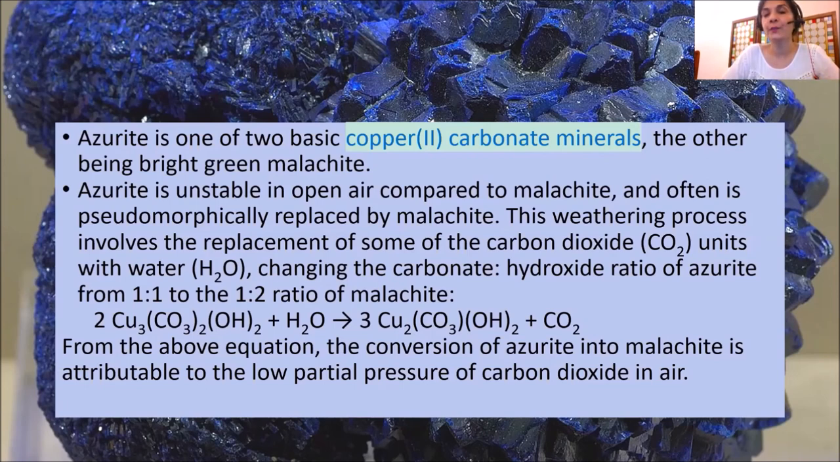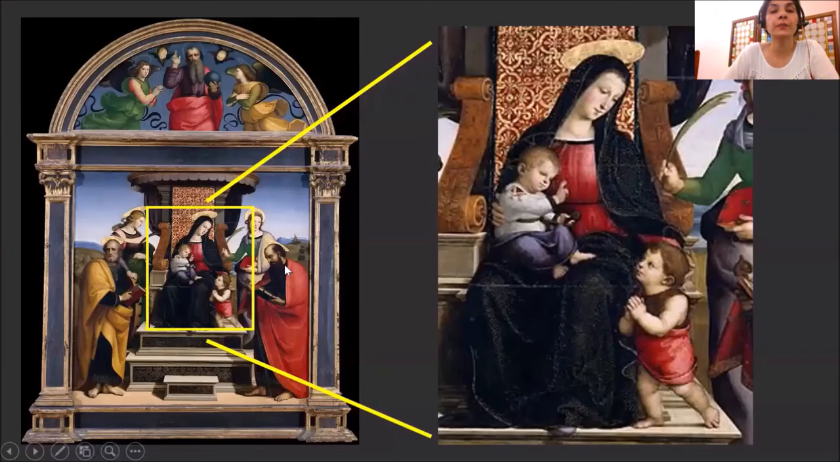In the case of lime, we saw that carbon dioxide was added and water was lost. But here, carbon dioxide is lost, with no addition of water. From the above equation, the conversion of azurite to malachite is attributable to the low partial pressure of carbon dioxide in air. This is again chemistry. I won't go into it.